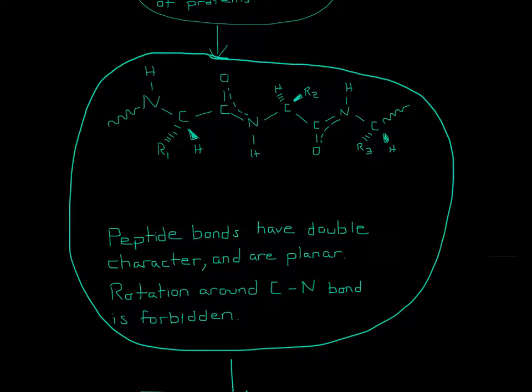So all this is saying is that through this entire bond, and right here too, peptide bonds have a double bond character. And this is really important because that makes them planar, and so rotation around this is forbidden. When you have a single bond, it can rotate anywhere it wants. But when you have a double bond, it rotates together. And so rotation is forbidden around these bonds.